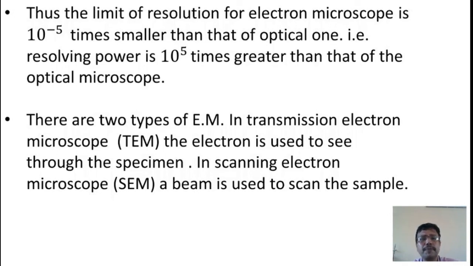Then what are the types of electron microscope present? There are two main types of electron microscope. One is called the transmission electron microscope and the second is the scanning electron microscope. The transmission electron microscope is the device to get the magnified image of the specimen, as discussed here in the working of the electron microscope. Whereas the scanning electron microscope is used to scan the specimen. It's not a magnified image of the specimen.